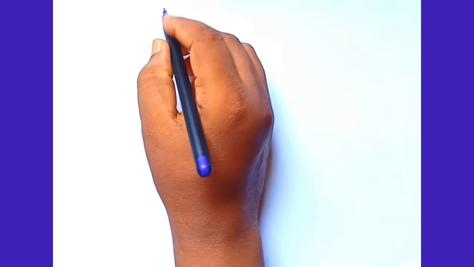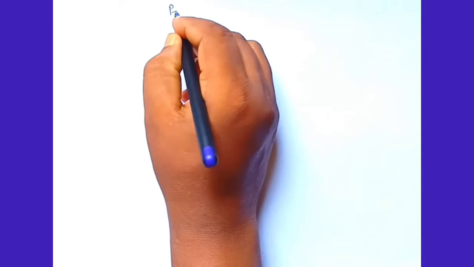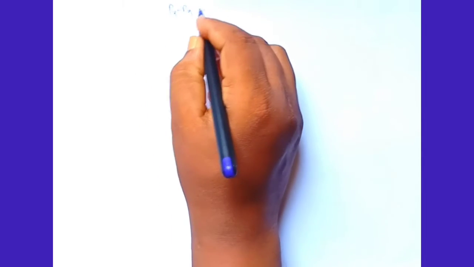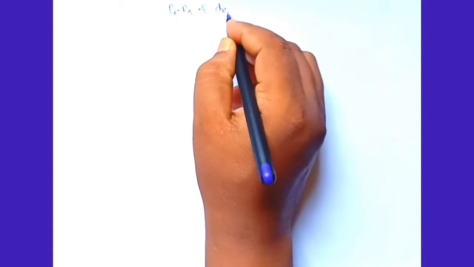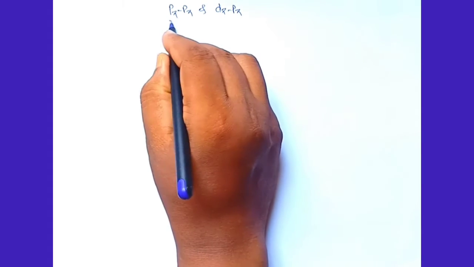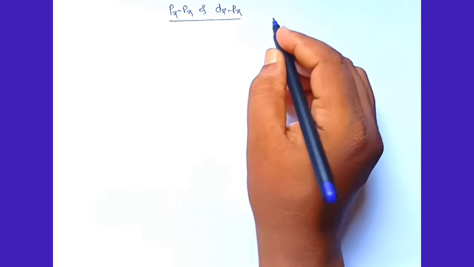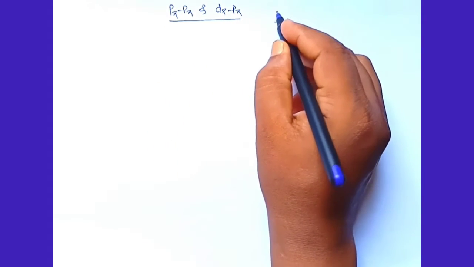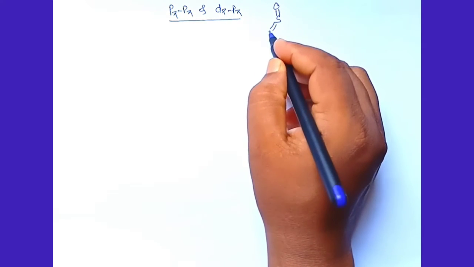Good morning friends. Today we will discuss the number of pπ-pπ and dπ-pπ bonds in a given molecule. So let's take an example of the sulfur trioxide molecule.